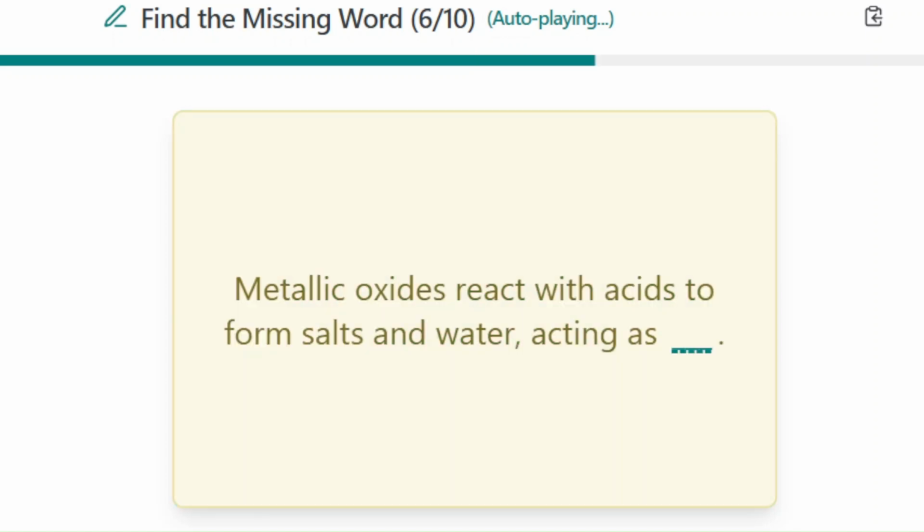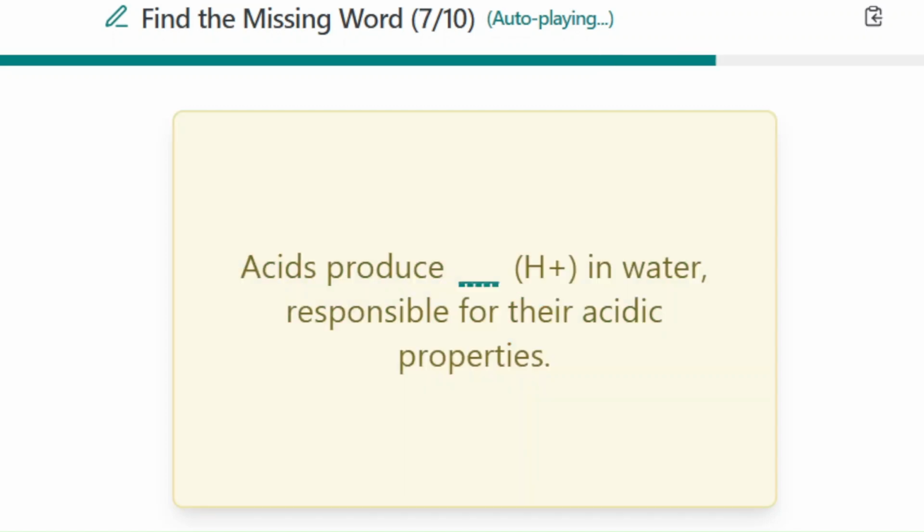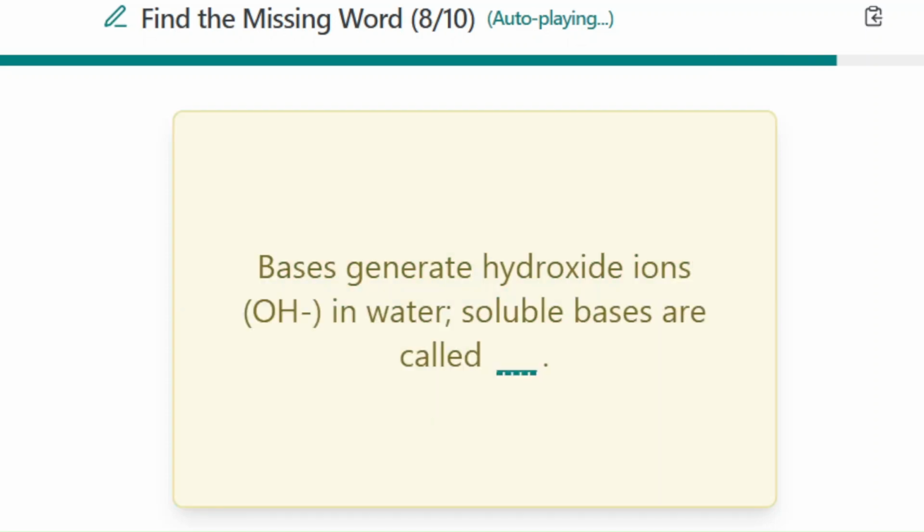Metallic oxides react with acids to form salts and water, acting as dash. Basic oxides. Explanation. Metallic oxides neutralize acids to form salt and water. Acids produce dash, H+, in water, responsible for their acidic properties. Hydrogen ions. Explanation. The presence of hydrogen ions is what makes a substance acidic. Bases generate hydroxide ions, OH-, in water. Soluble bases are called dash.